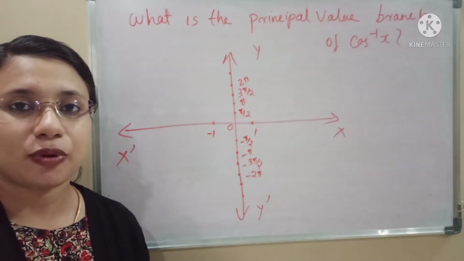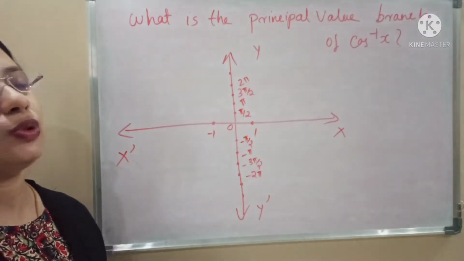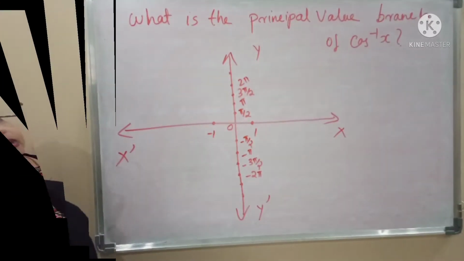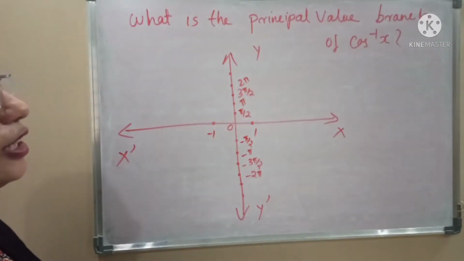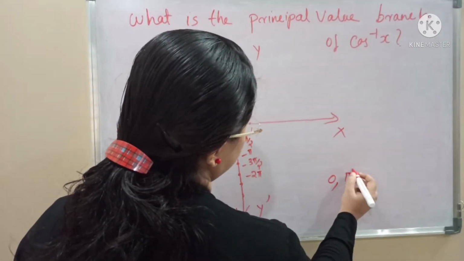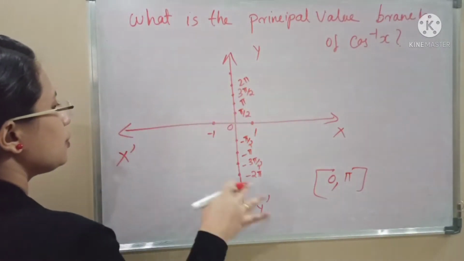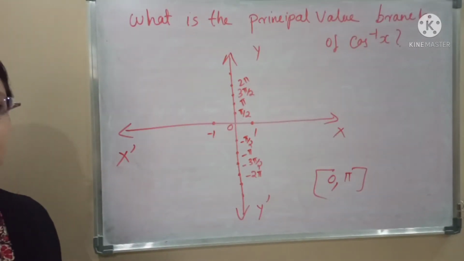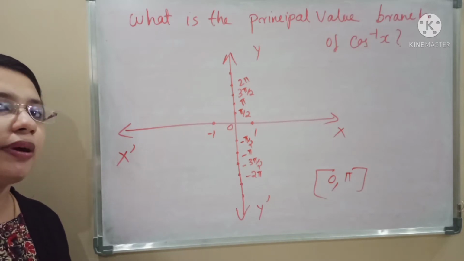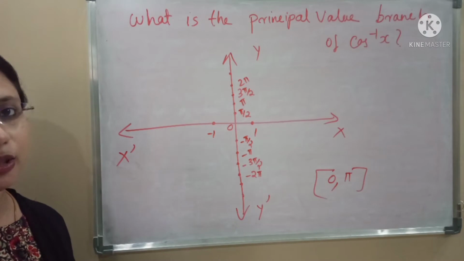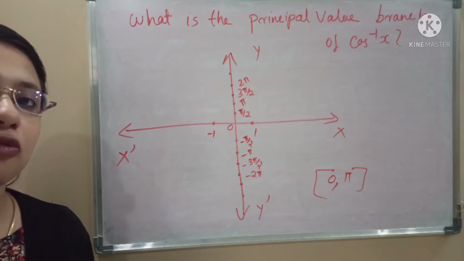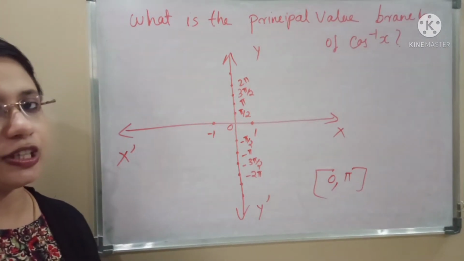Next we will see some problems related with principal value. So this is the first problem. What is the principal value branch of cos inverse x? Basically the principal value branch of cos is 0 and pi. So when we illustrate using a graph, it will be like this. So 0 and pi will be the principal value range. So what is the range of values that we can have for cos inverse x? Okay, so that is 0 and pi.